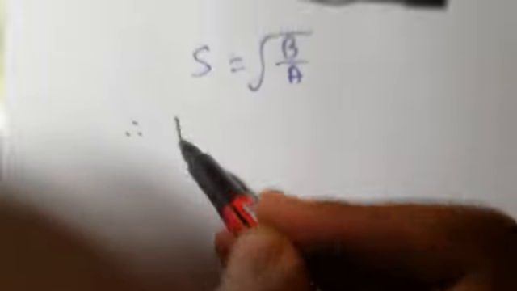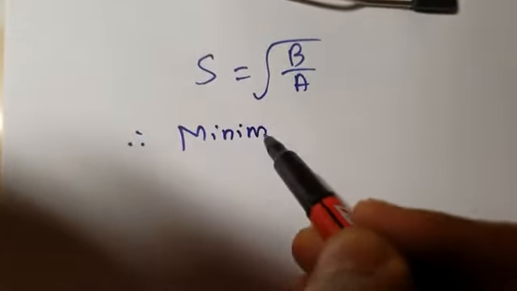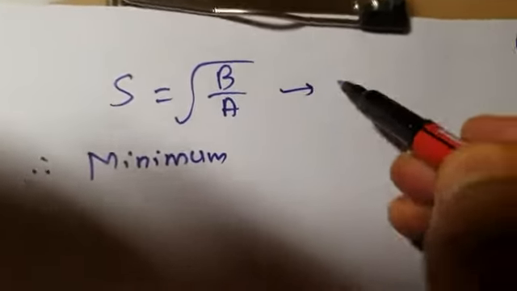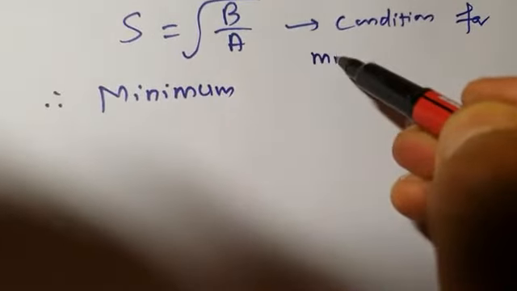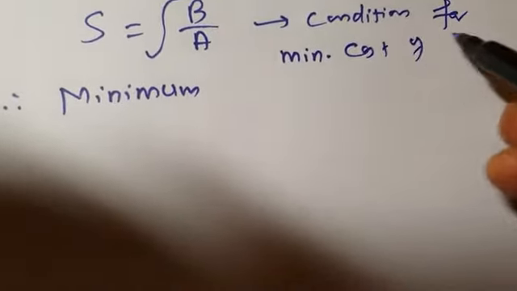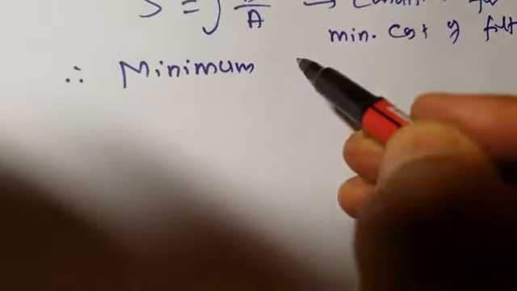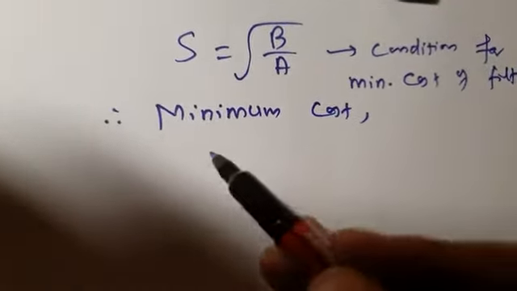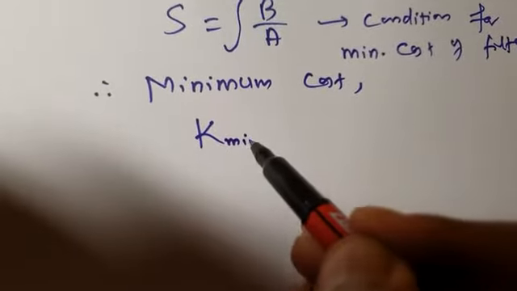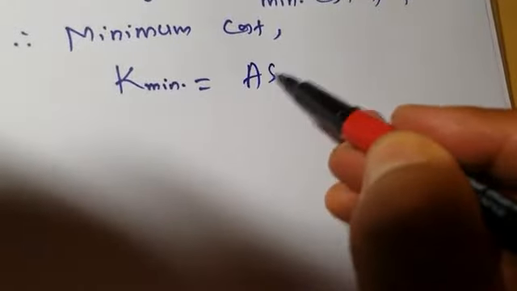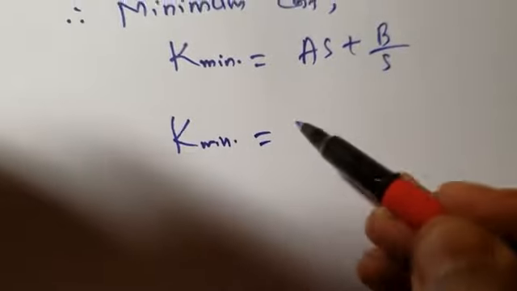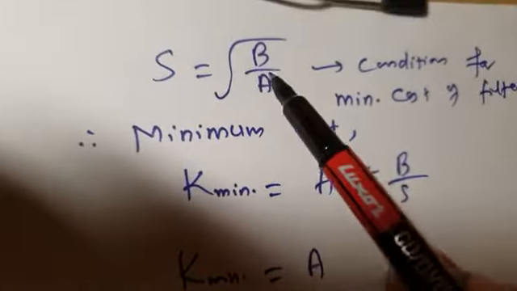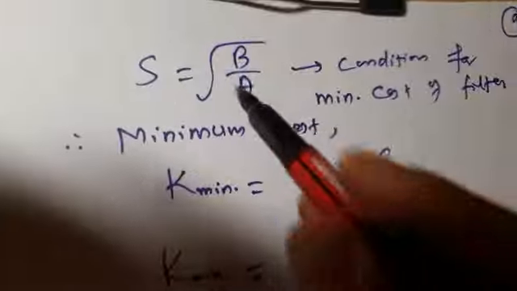So therefore, what is the minimum cost of the filter corresponding to this condition? So here I will write, this is the condition for minimum cost of filter. And what is the minimum cost? Let me call that K min. What is my filter cost? It is AS plus B by S. I already know the condition for minimum cost of filter is under root of B by A. So S is under root of B by A.